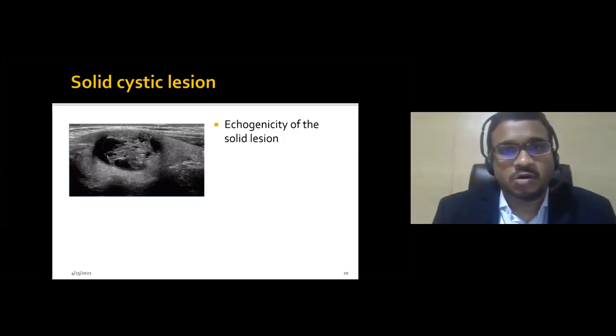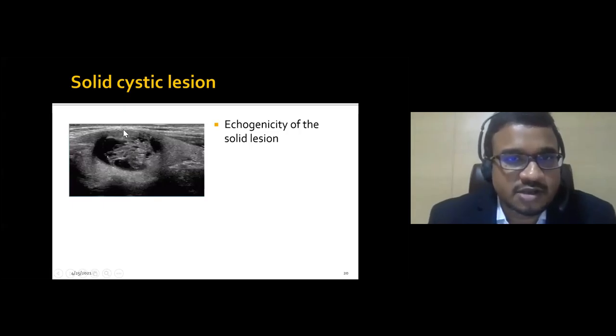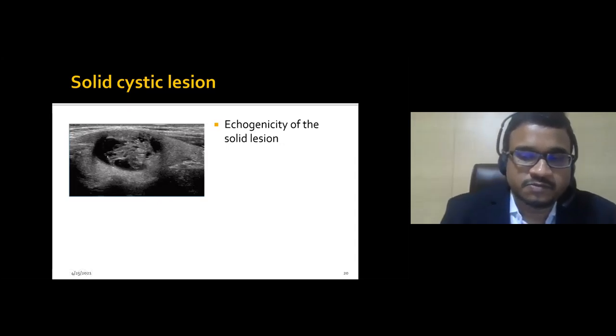So how do you look for the echogenicity in a solid and cystic lesion? When you have a solid and cystic lesion like this, wherein this part is the anechoic cystic part, you have to look at the echogenicity of the solid component here. The echogenicity of the solid component in this nodule is comparable to the normal thyroid tissue here. So this becomes an isoechoic nodule.